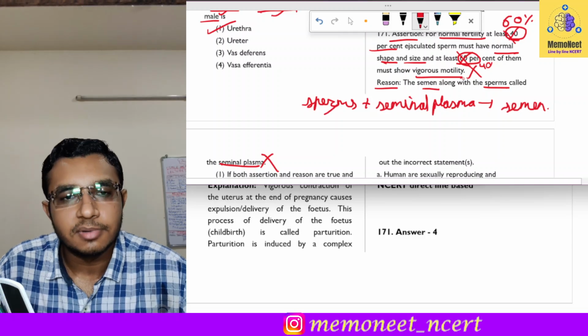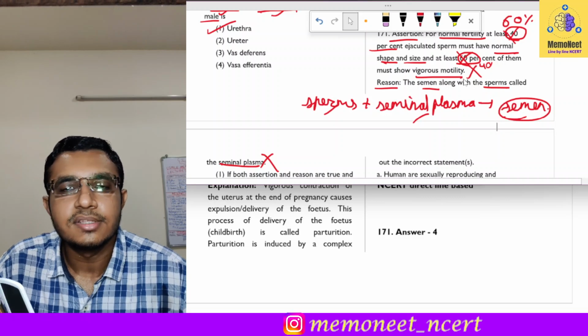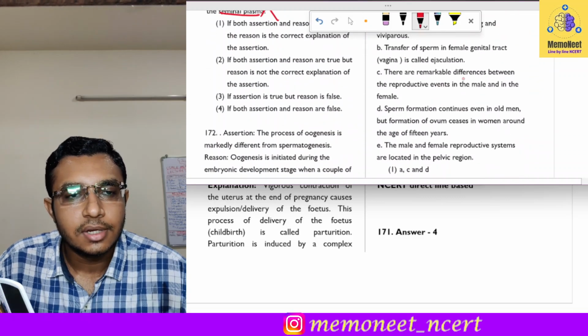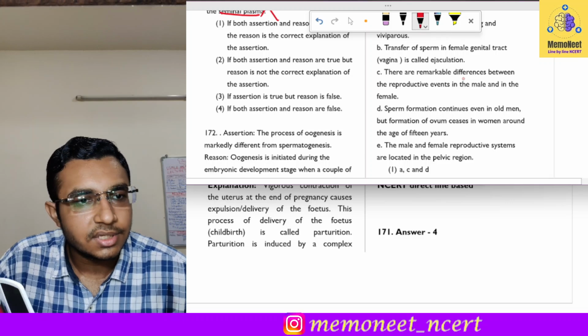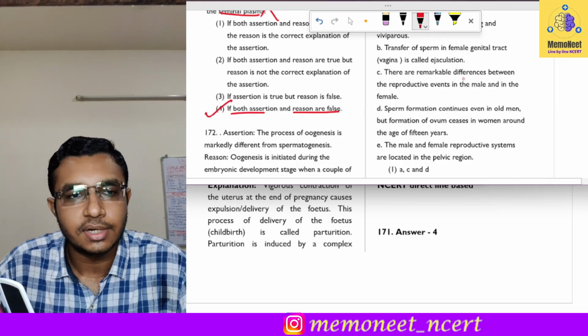Okay, so the sperms and seminal plasma are a part of semen. So the reason is given incorrectly. Here both the assertion and reason are false. Therefore the correct answer of this question is option 4, that is both assertion and reason are false.